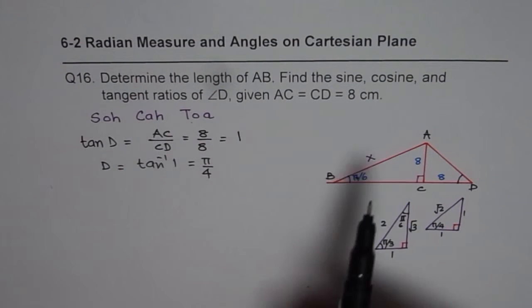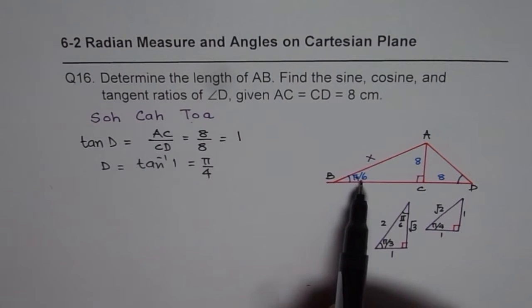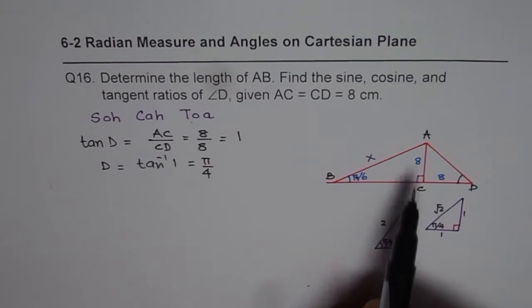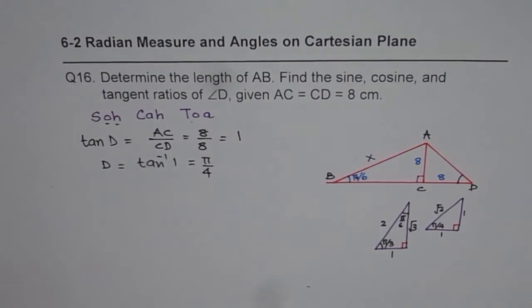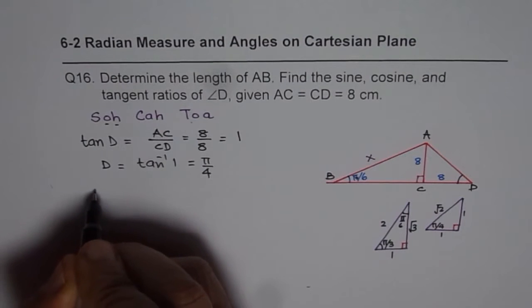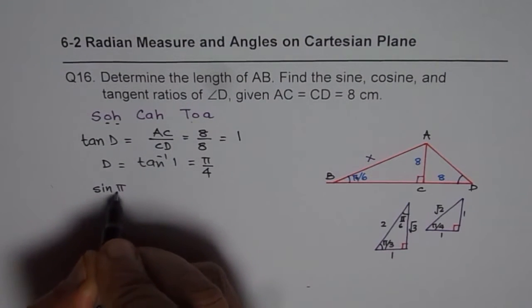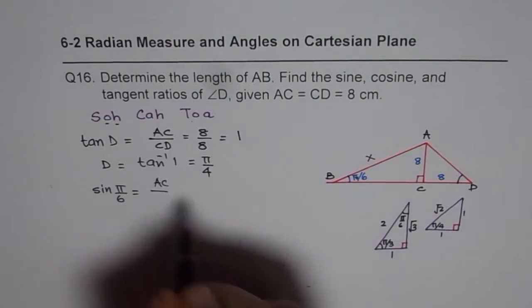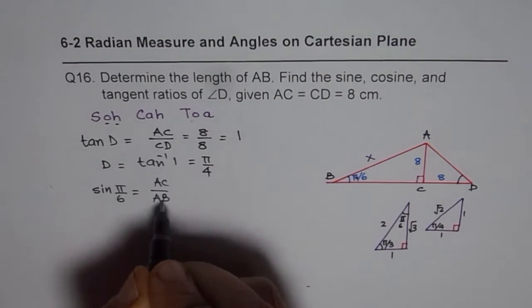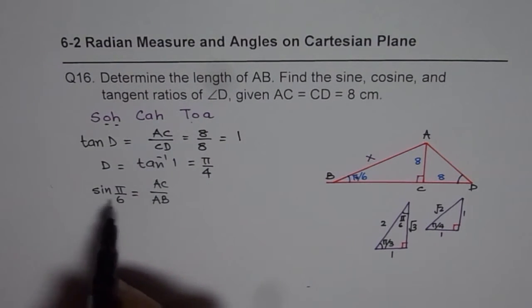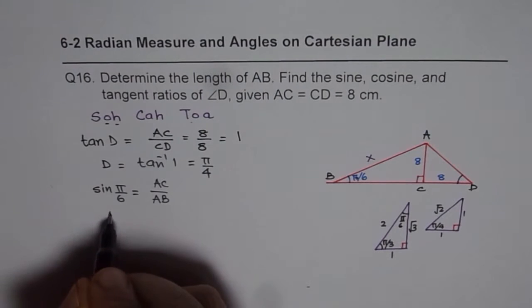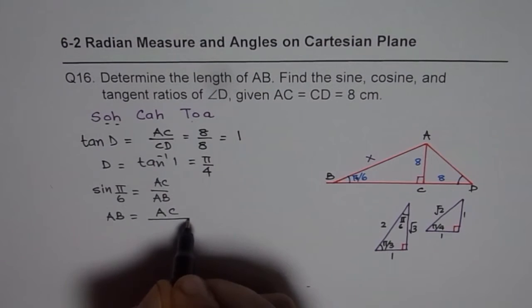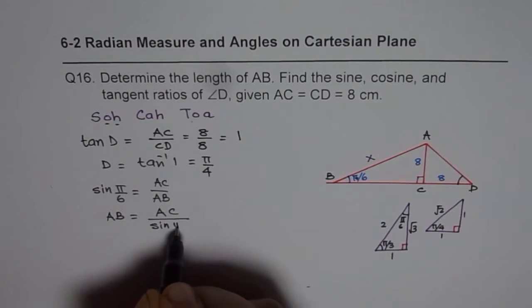But let's go back to this. Pi by 6 is the angle given to us, the opposite side is given, so we want to find the hypotenuse, right? So it's a combination of opposite and hypotenuse, so we should use sine. So we say sine of pi by 6 is equal to the opposite side AC divided by AB, right? So we can cross multiply and get our answer. So AB is equal to AC divided by sine of pi by 6.